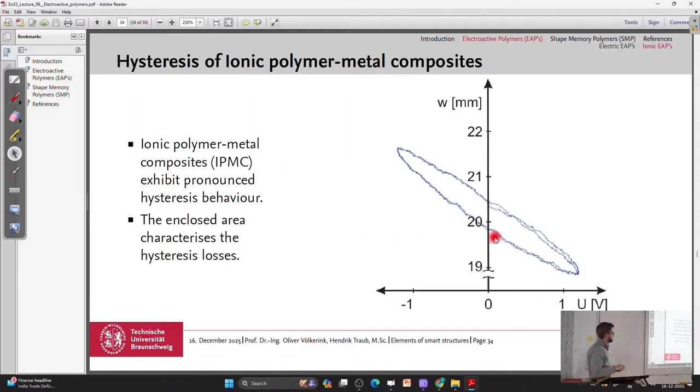Again, like the piezoceramic materials, ionic polymer metal composites also have a hysteresis behavior. So we have here the applied voltage, and here we have a displacement, not U, but W at this time, and this enclosed area is characteristic again for the hysteresis. So again, no small signal behavior in reality. So if we use it, then it's a simplification.